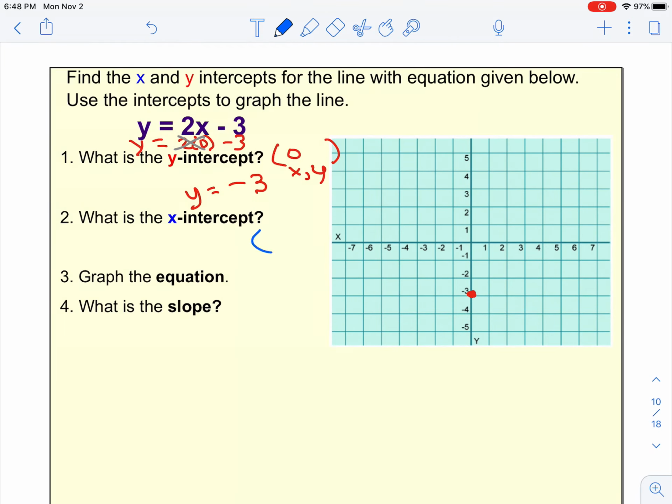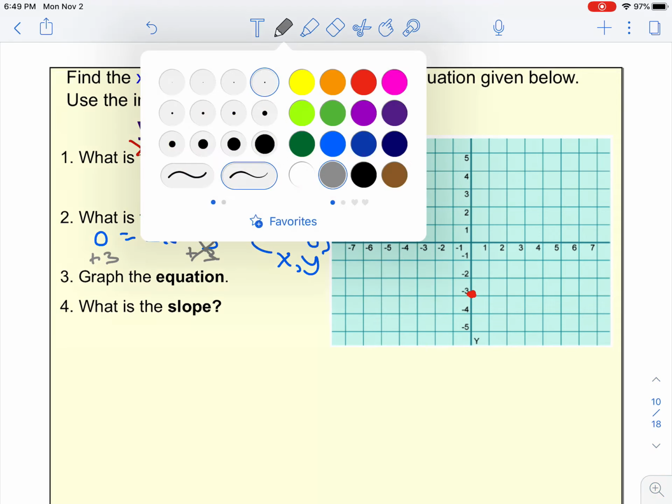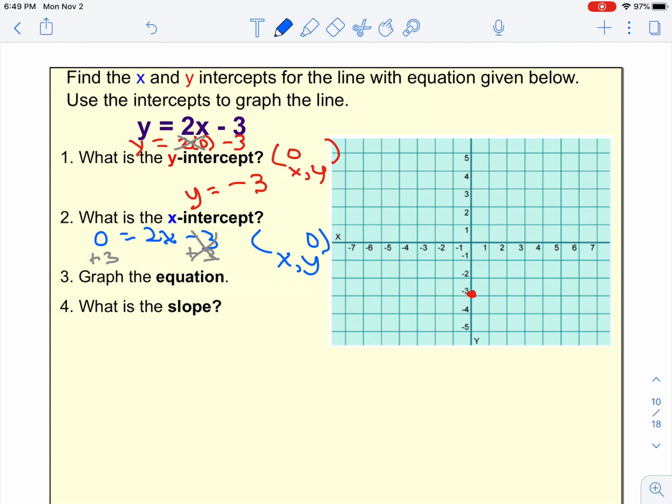All right, let's work on the x-intercept. The x-intercept, remember, is the ordered pair. We're looking for the x value when y equals 0. So when we put 0 in for y, we get 0 equals 2x minus 3. So how do we solve this? Well, you use your solving strategies by adding 3 to each side. That moves the constant to the other side. Now we have 2x equals 3.